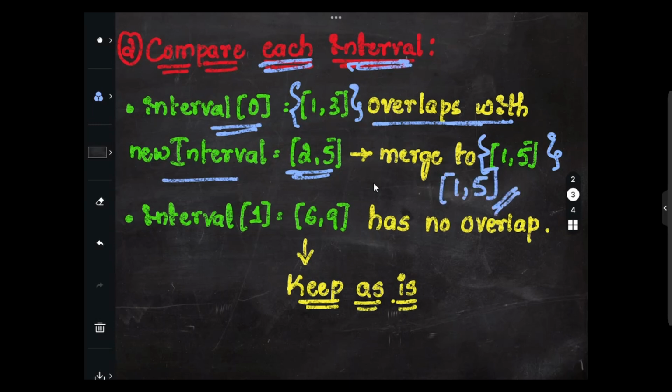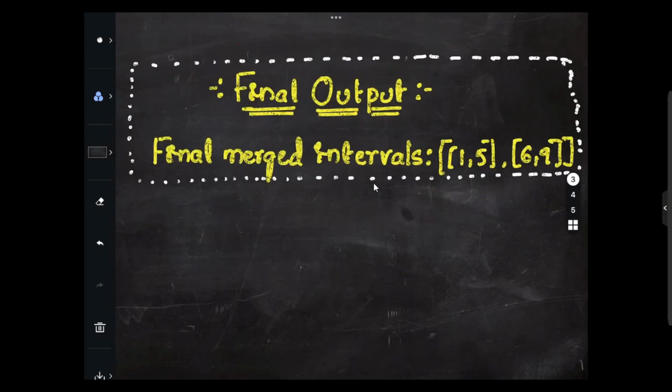We have to implement the same thing, or articulate the same thing, in the form of code, right? So this will be helpful basically. Here interval 1 is [6, 9], which has no overlap. So we will keep this one as it is, right? That's why I have written here 'keep as is'. So this is fine.